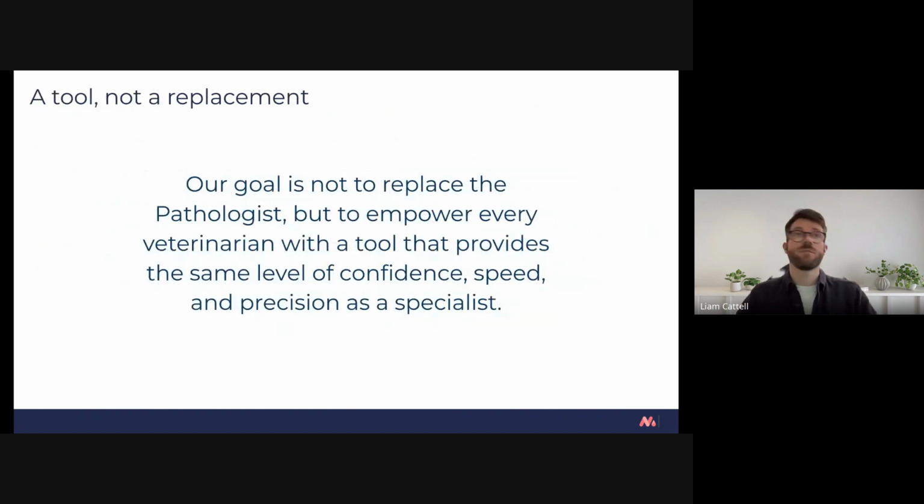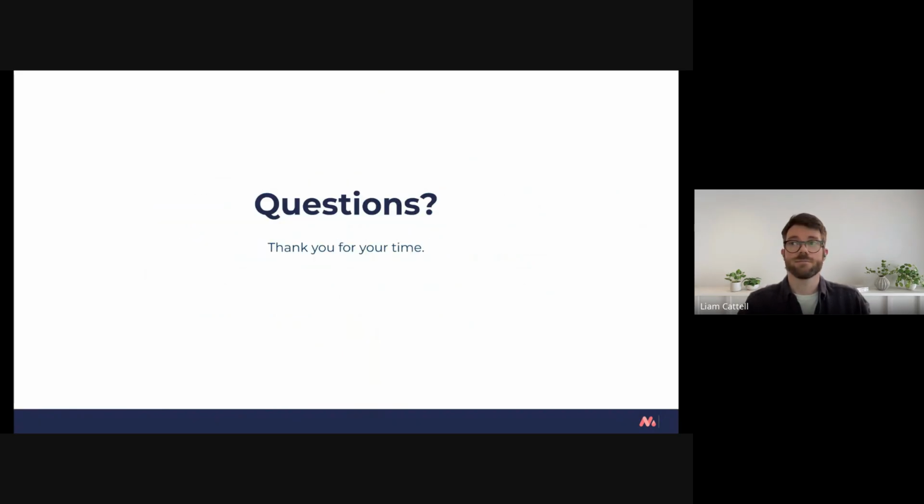And finally, to reiterate, this is a tool rather than a replacement. The goal here is not to completely replace the pathologist. They have a huge wealth of knowledge and expertise that we're only scratching the surface of. But we're trying to empower every veterinarian with a tool that can provide the same level of confidence, speed, and precision as that specialist in these particular tests. All right, next slide. That's it for me.